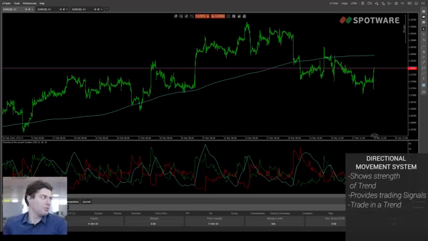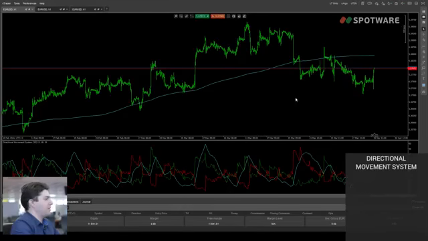Let's go to cTrader where I'm going to show you what a directional movement system indicator looks like. So here we have a EUR/USD chart with a nice uptrend, and I've plotted a directional movement system. The directional movement system plots three lines. The first line is called the plus directional movement line. The red line is called the minus directional movement line, and the blue line is the famous ADX indicator, which is the average directional index.